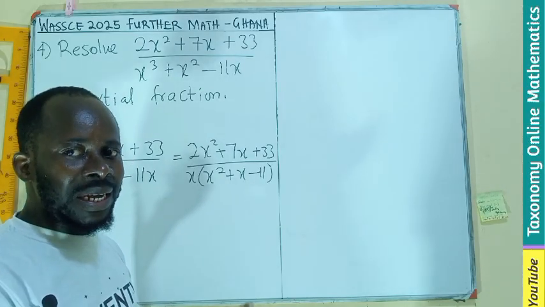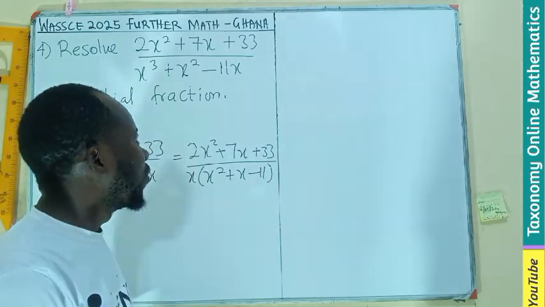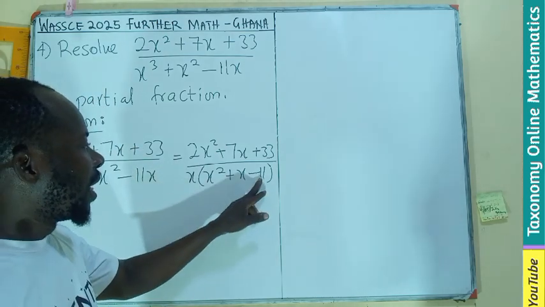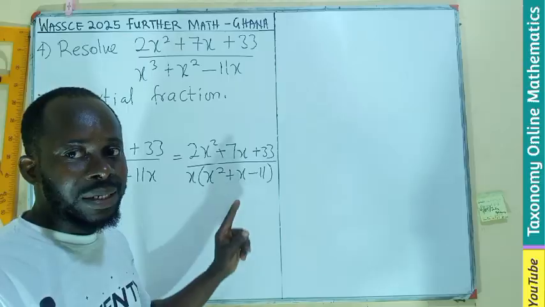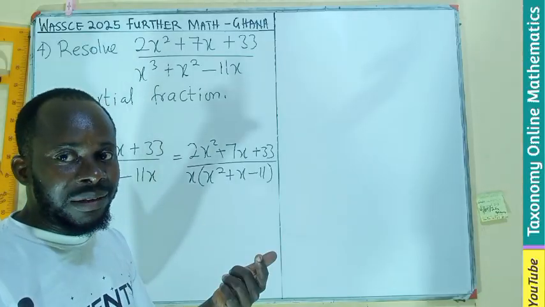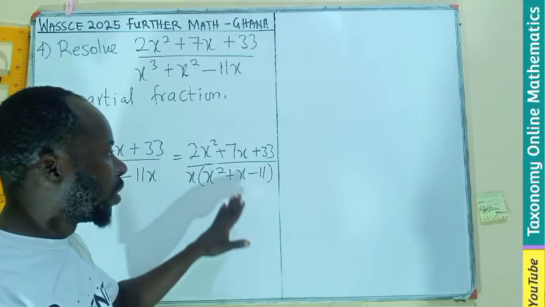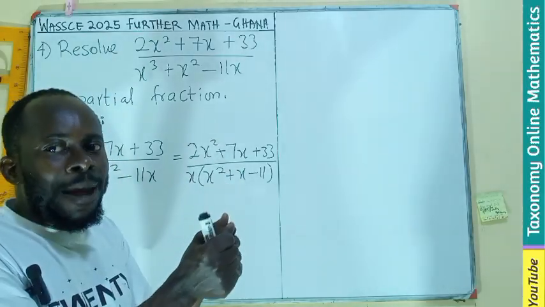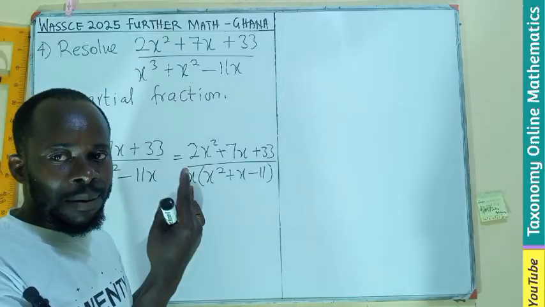It is a quadratic. Let's see whether it is reducible or non-reducible. Factors of 11 that, when we add, give 1 would be impossible to get. That is, we cannot solve it using factorization. So this is taken as a non-reducible quadratic term, and x is taken as a single linear term.